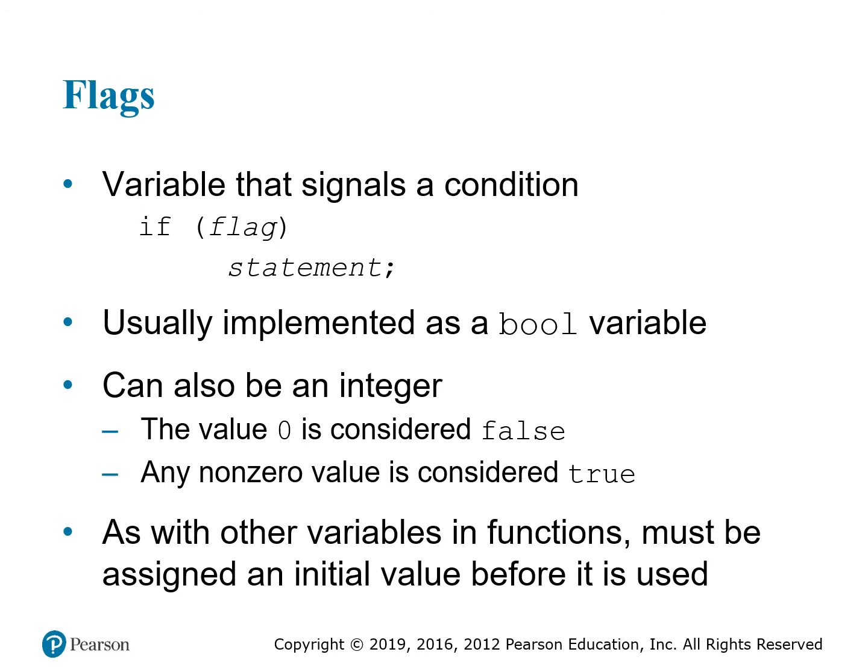I mentioned earlier that the condition inside the parentheses of an if statement can be a variable. The variable that signals a condition in the program is called a flag. This is usually implemented as a bool variable, and it's often written with a be verb syntax, such as bool is passing. We check that the student is passing at some point.